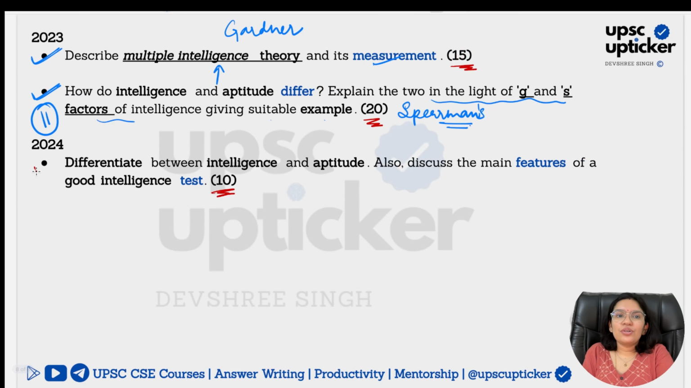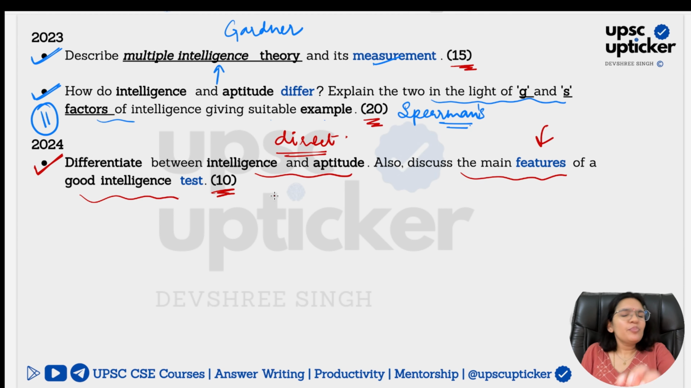Then you have your last question here, 224. Differentiate between intelligence and aptitude. Also discuss the main features of a good intelligence test. Direct, it is a simple comparison. And when you talk about the main features of a good intelligence test, this is something we can briefly discuss in this unit. But this is a part which comes from your paper 2, unit 1, psychological testing, as I told you in the beginning.